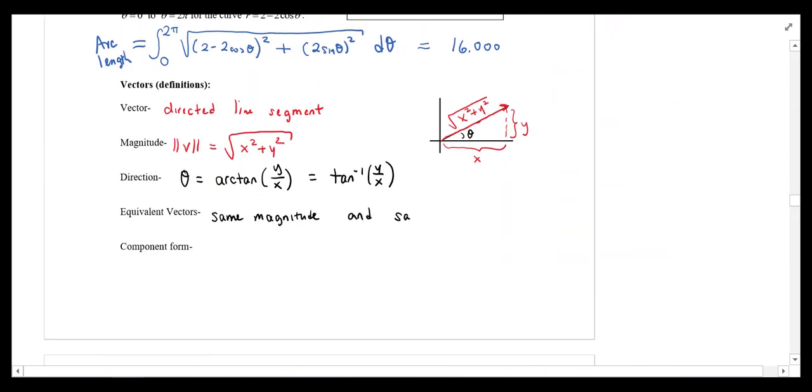There we go. Same magnitude, same direction. Now, you need to be aware, we don't want the same starting and ending point though, because then it's really just the same vector. So just a note, not the same starting or ending points.